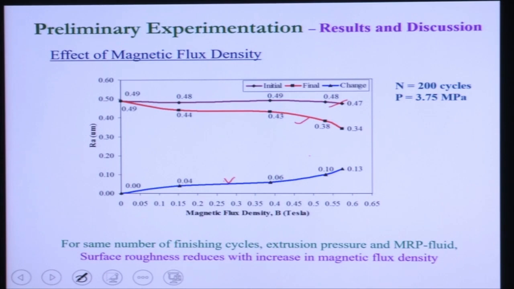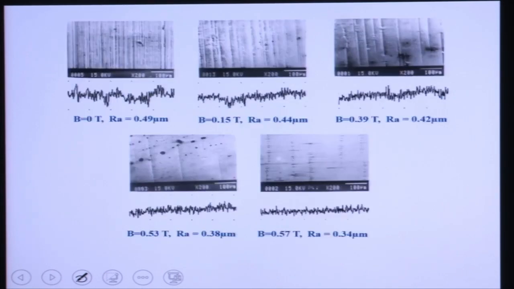Now we are going to discuss the explanation. This is the scanning electron microscope photograph of workpieces at different magnetic fields. At 0 Tesla magnetic field, the initial surface roughness is 0.49 micron. You can see in this figure many abrasive marks, because all these samples are prepared by a grinding operation, in which the abrasive particles make scratch marks. You can see lots of peaks and valleys available in this workpiece.